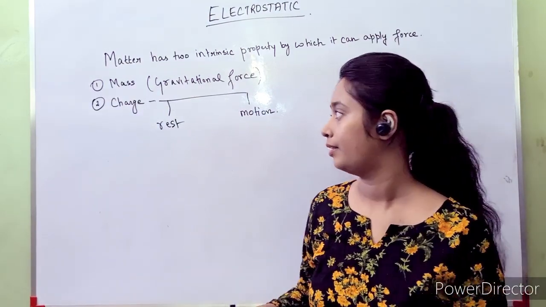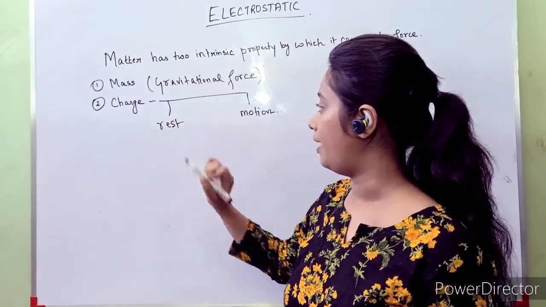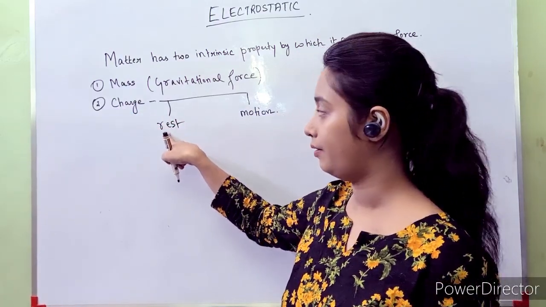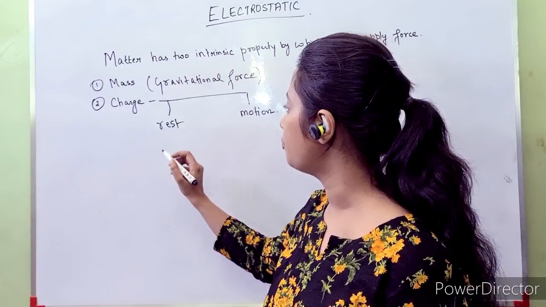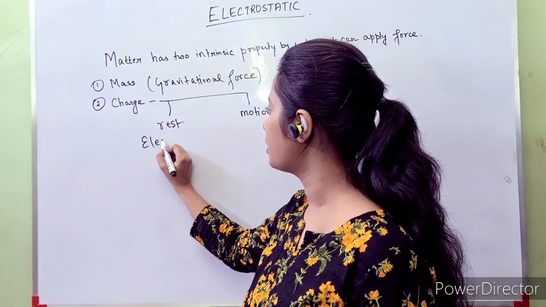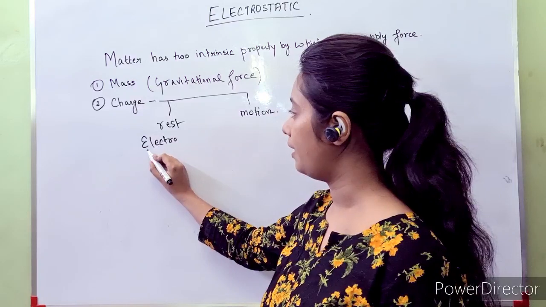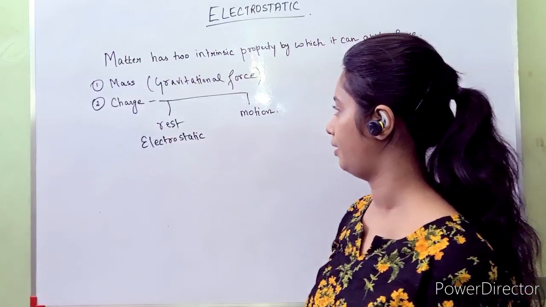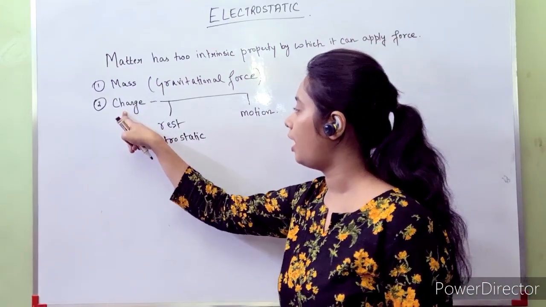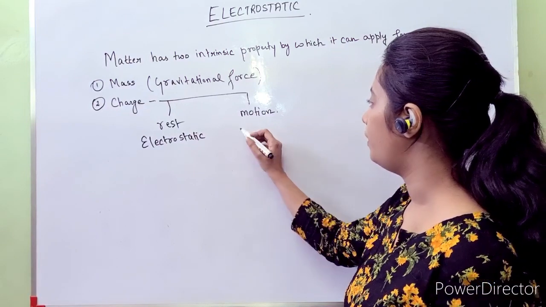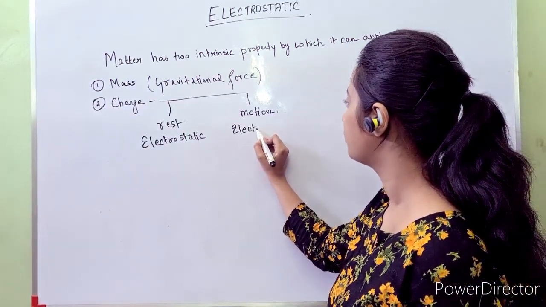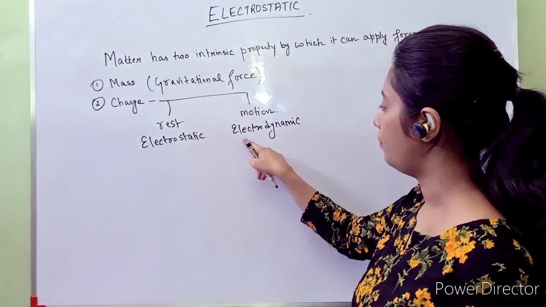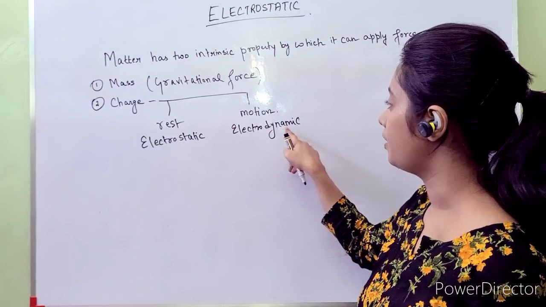When the charge is at rest, we say the charge is static, so we call it electrostatic. Electro means charge and static means at rest. Same way, when the charge is in motion, we say electrodynamic. Electro means charge and dynamic means in motion.